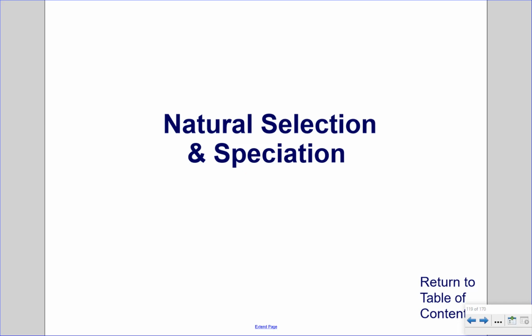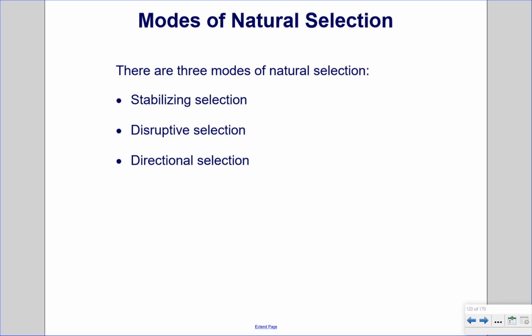Natural selection and speciation. Modes of natural selection. There are three modes of natural selection: stabilizing selection, disruptive selection, and directional selection.